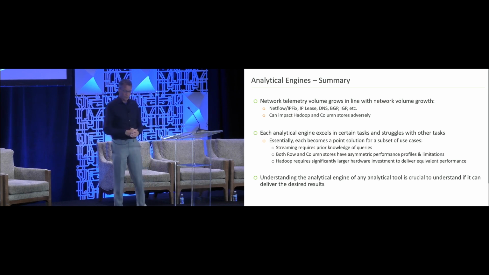Essentially, all of these engines become point solutions in one way or another, because streaming engines require prior knowledge of the queries. You have to know what you're going to be looking for. Row and column stores are very asymmetrical in their performance. They're either good at forensics or they're good at aggregation. They're not good at both. And Hadoop requires a good hardware investment to deliver even reasonable performance. So none of these are a panacea for all use cases, and you really need to understand what they're good at and what they're bad at to determine what you need for the sort of use cases you're going to support.